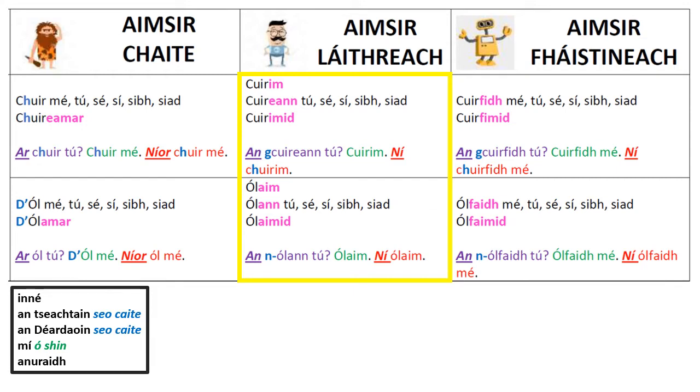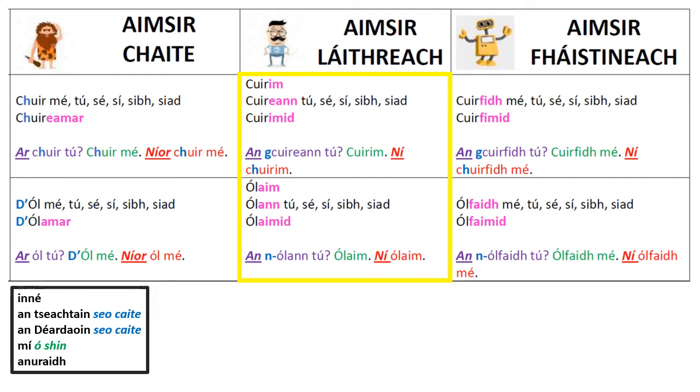So we remember that in the Aimsir Chaite, there was a special ending for we, but now in the Aimsir Láithreach, there's also a special ending for me. So I say cuirim, I put. Then I say cuireann tú, sé, sí, sibh, siad. You put, he puts, she puts, and so on.